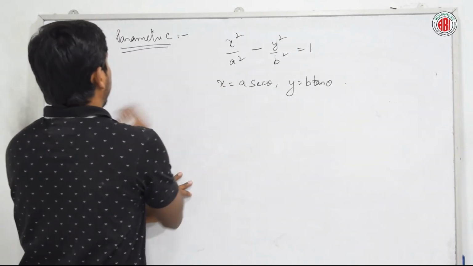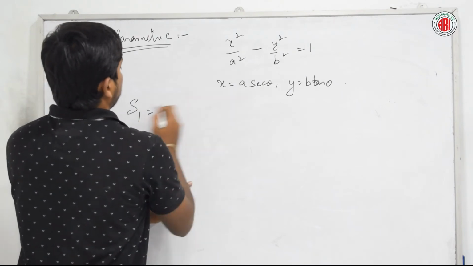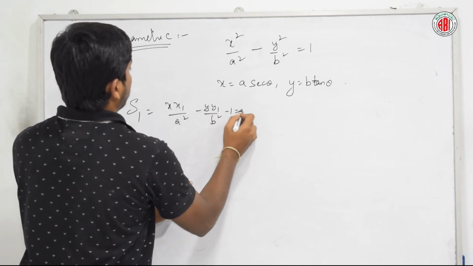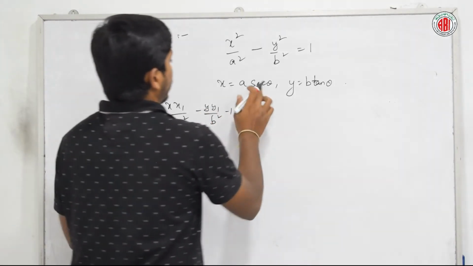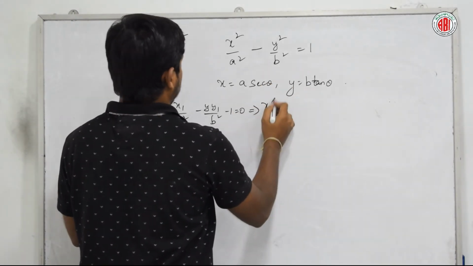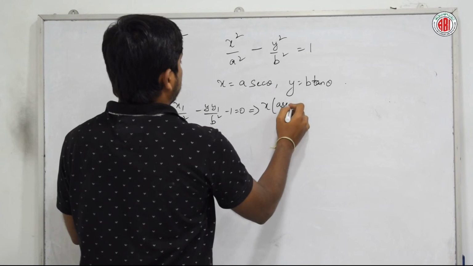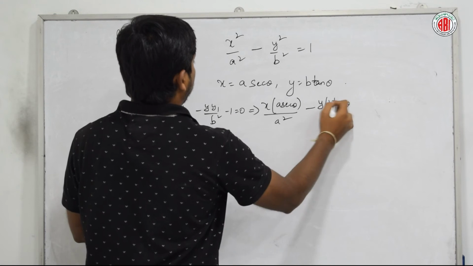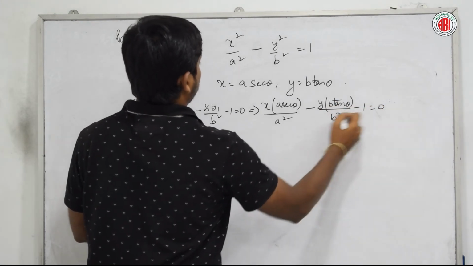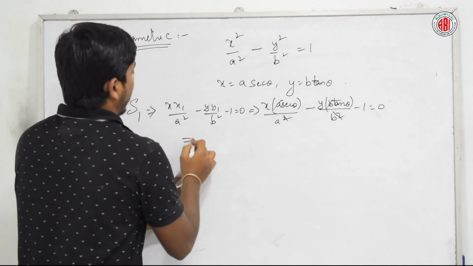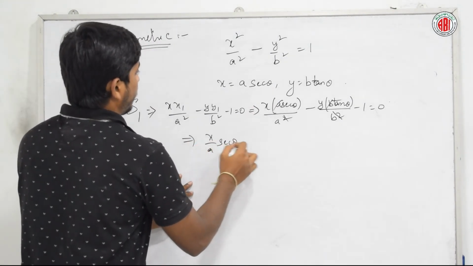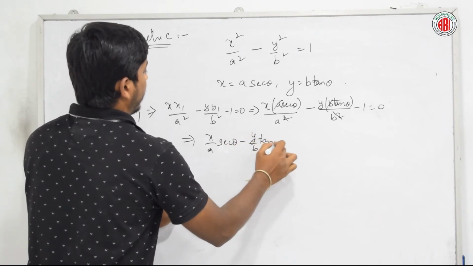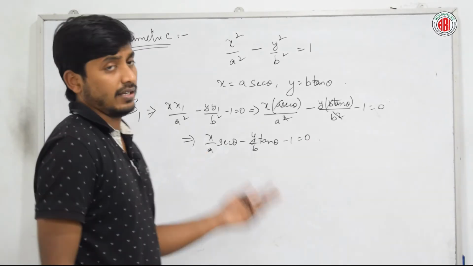See here, tangent for this is x1 by a square minus y1 by b square minus 1 is equal to 0. Right? So this is x1, this is y1. x into a secant theta by a square minus y into b tan theta by b square minus 1 is equal to 0. b, a will get cancelled. I will be left with x by a secant theta minus y by b tan theta minus 1 is equal to 0. This is the equation of tangent.